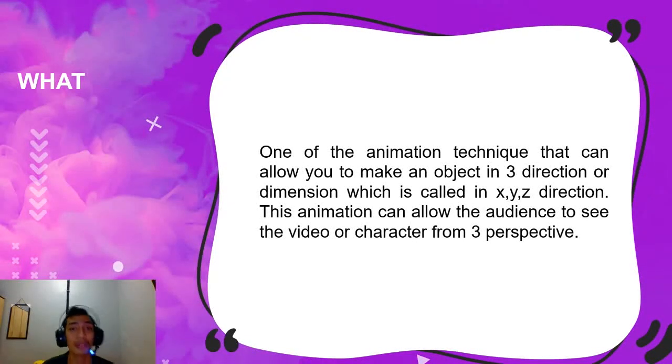So the first thing I want you to know is about what is 3D animation. 3D animation is one of the animation techniques that can allow you to make an object in three directions or three dimensions, which we call XYZ. This direction means X for left and right, Y for up and down, and Z for forward and backward. So you can choose what direction you want if you want to create an object or maybe an animation in 3D.